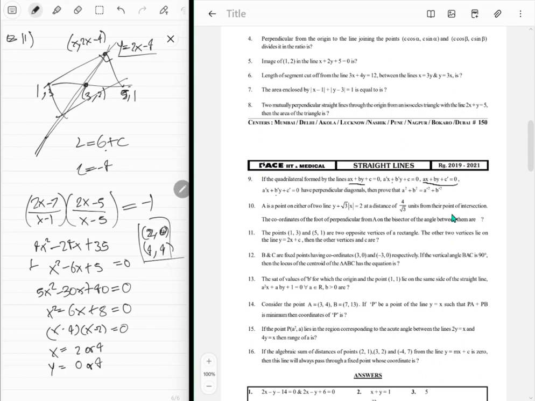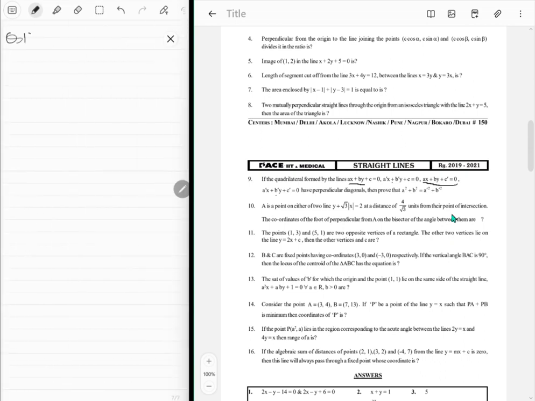Okay, cool. Question number 12. B and C are fixed points having these coordinates respectively, and the vertical angle at B. I've done this kind of question once, I think, right? Locus of centroid, they ask you. So the radius before everything was such that it's 90 degrees, right? So these are diametrical points.